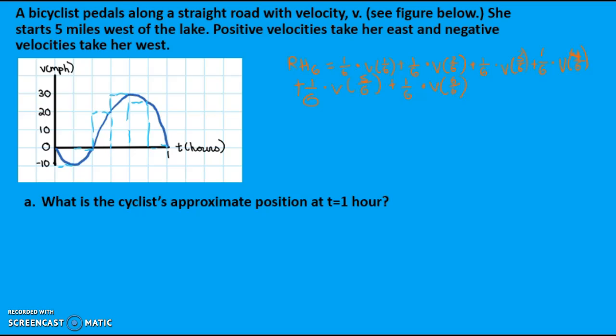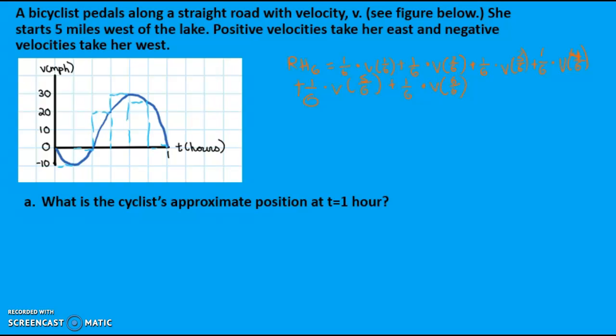I did the same thing throughout. They're all going to have a width of 1/6. So I wrote 1/6 times v of 1/6 plus 1/6 times v of 2/6 plus 1/6 times v of 3/6 plus 1/6 times v of 4/6 plus 1/6 times v of 5/6, and finally plus 1/6 times v of 6/6, or 1. 1 was easier. So that's how we're going to be setting up the equation.